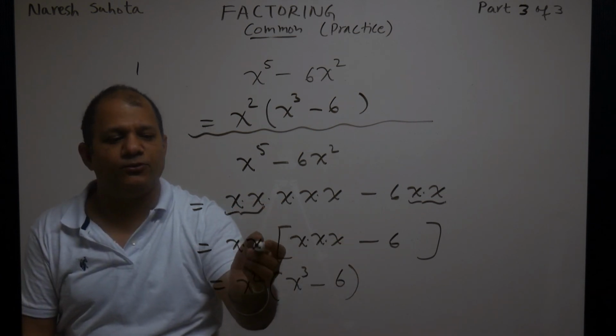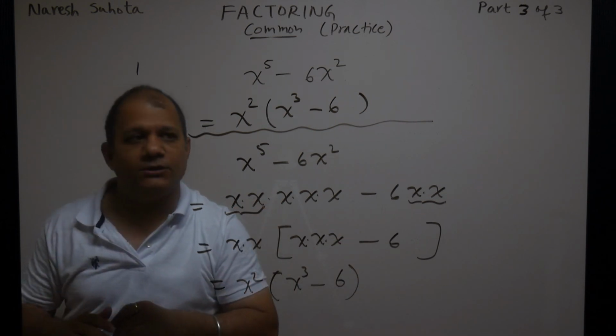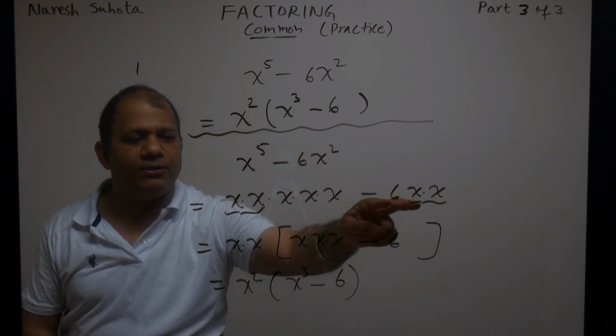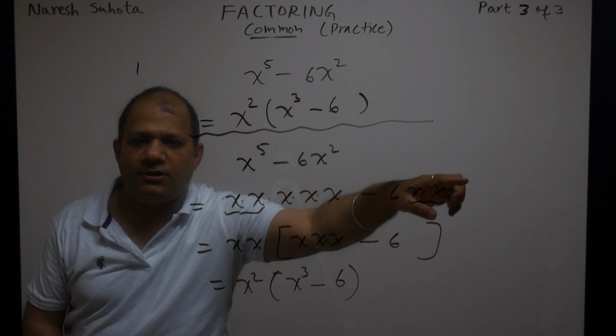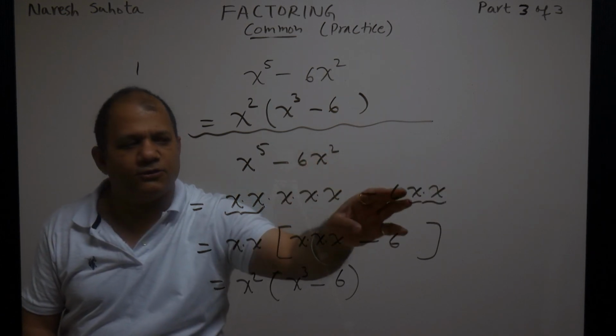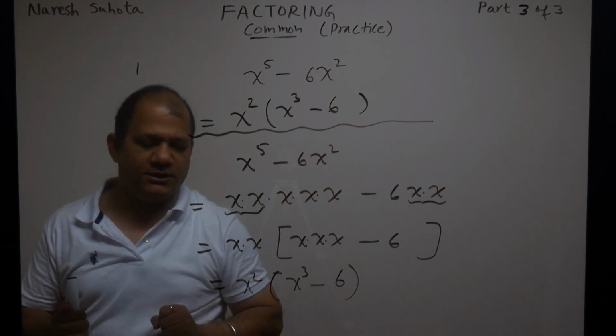So this is sort of the proof of why we pull out the lowest exponent. Right, so if I pulled out x to the 5, there aren't enough x's in this term to pull out 5 x's. So that's the reason why we take out the lowest exponent.